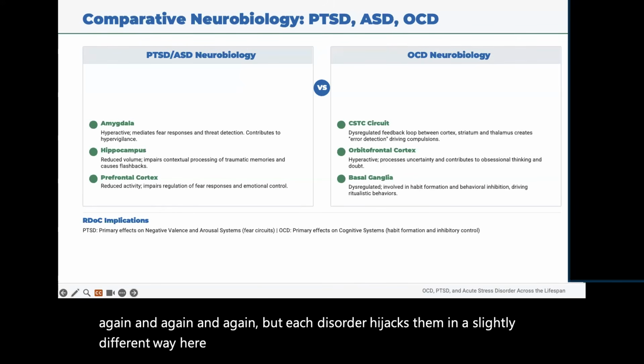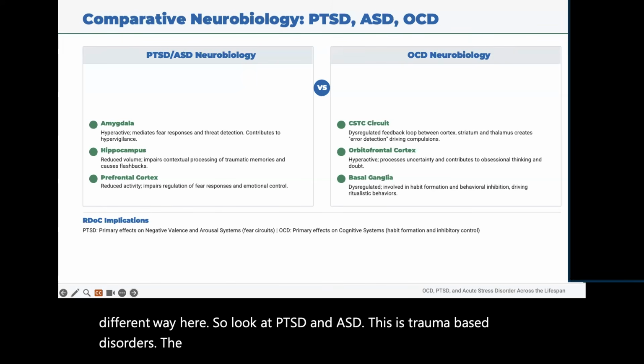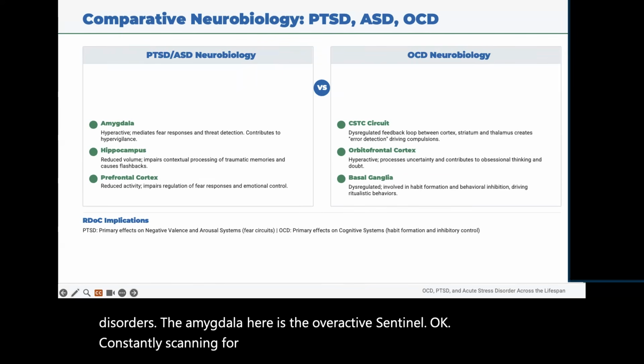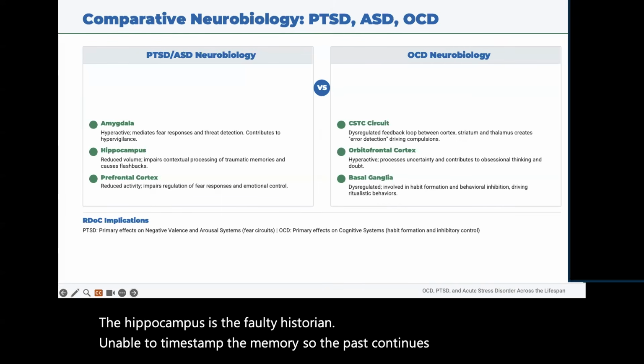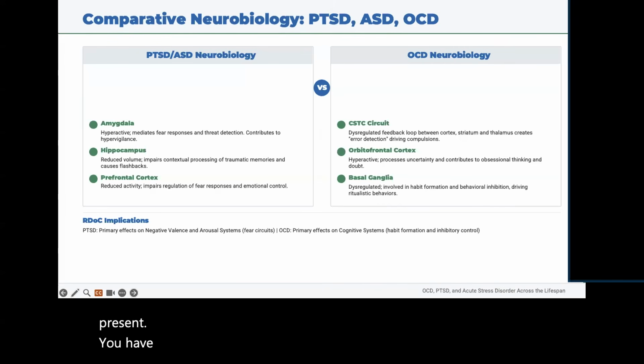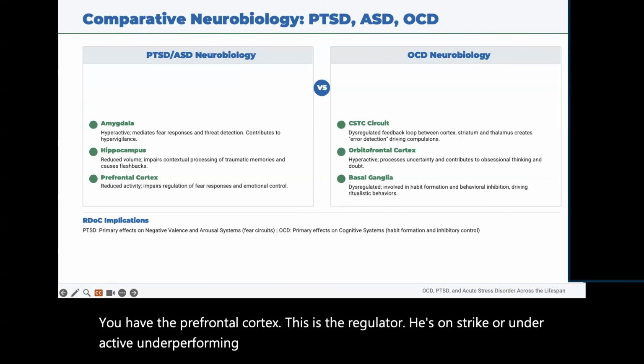So look at PTSD and ASD. This is trauma-based disorders. The amygdala here is the overactive sentinel, okay? Constantly scanning for threat. The hippocampus is the faulty historian, unable to timestamp the memory, so the past continues to intrude on the present. You have the prefrontal cortex. This is the regulator. He's on strike or underactive, underperforming. He's failing to calm the alarm.